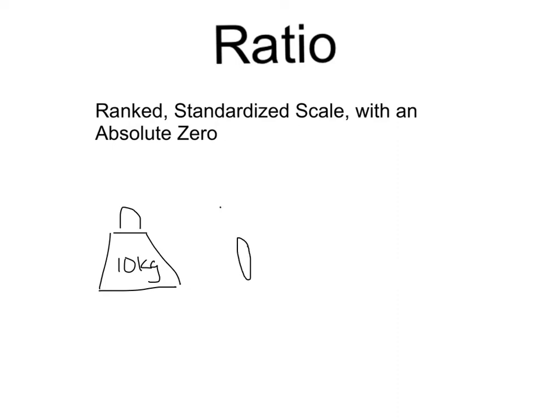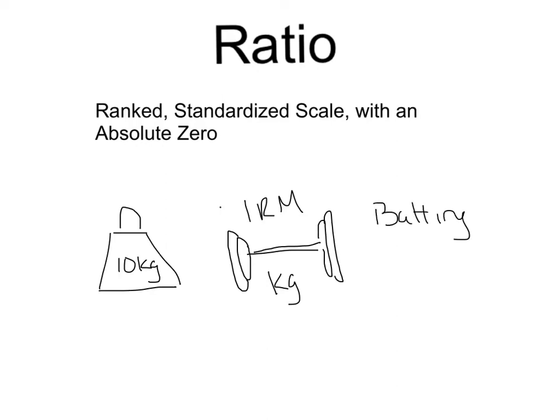If you were, sticking with the weight, going to bench press a whole bunch of weight, a 1 RM bench press with kilograms is going to be a ratio level of measurement. Batting average is going to be a ratio level of measurement because when you take the average, if you have a 0%, it means you didn't hit any of the balls that were pitched to you. Also, anything that measures in years, seconds, minutes. So distance, weight, time, these are all ratio levels of measurement.